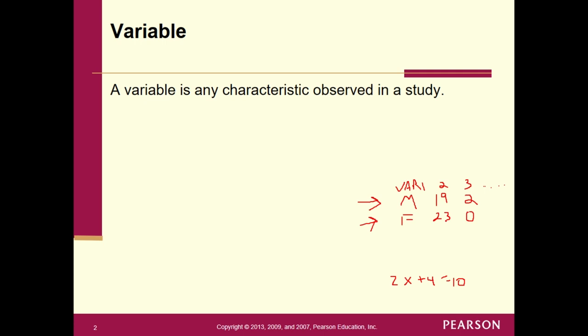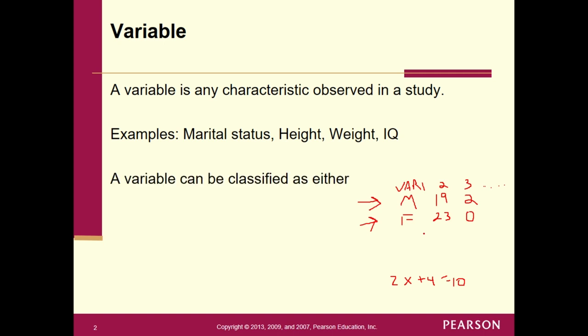All right, so what is a variable here? It's any characteristic observed in a study that can change from person to person or thing to thing. So things like marital status, height, weight, IQ are all examples of variables. Notice I have gender over here. It's not even taking on a number, and that's okay. That happens a lot, and we're going to talk about those here in a second.